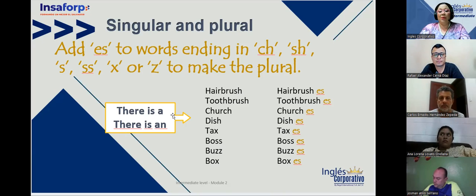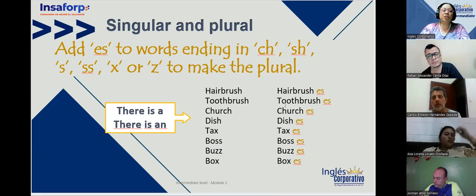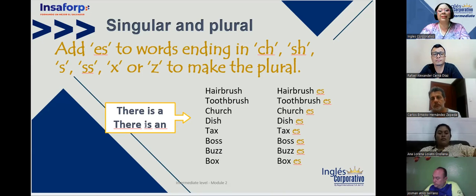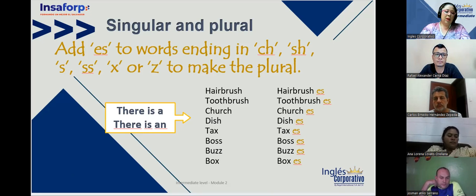So we say, there is a hairbrush in the bathroom. There are two hairbrushes in the bathroom. Okay, there is a, cuando es con una consonante el nombre que sigue. There is an, cuando es una vocal la que sigue. Are we okay so far? ¿Vamos bien hasta ahí? Yes, teacher. Okay.